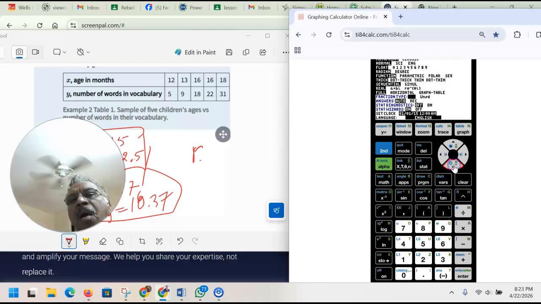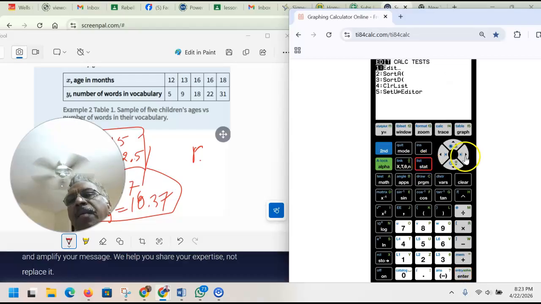Let me check. It's off. See, it's off. So I have to right click and make it on, and then do the same thing again. Everything. Linear regression. Enter. Enter. Right click and two enters. One, two, and there you go. And again enter, calculate, and you get that R part.